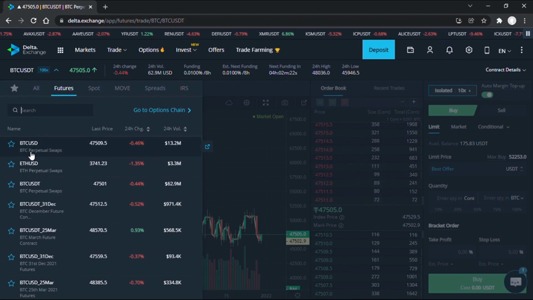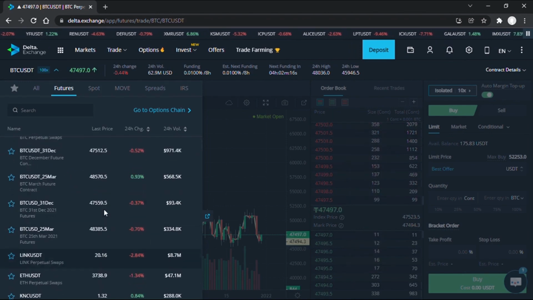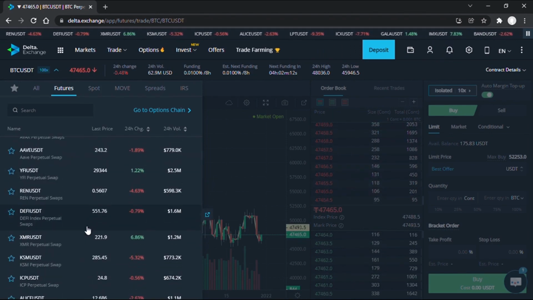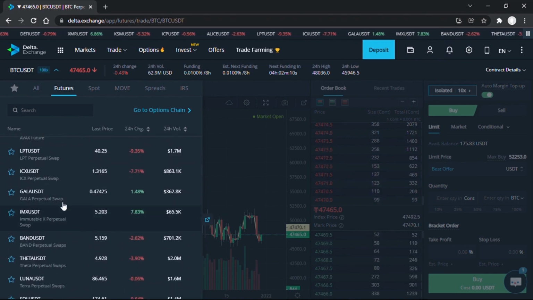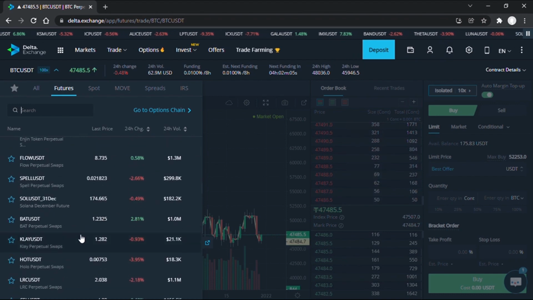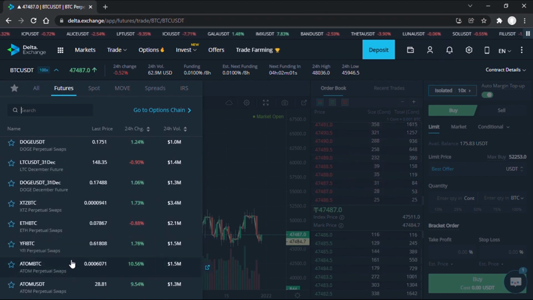So here we have BTC USDT and BTC USDT for the 31st December expiry, and we have BTC USDT for 25th March. The same way you have other coins as well, like we have Solana USDT, Matic. So we have multiple options here. So you can click that pair, whatever the pair that you want to trade.